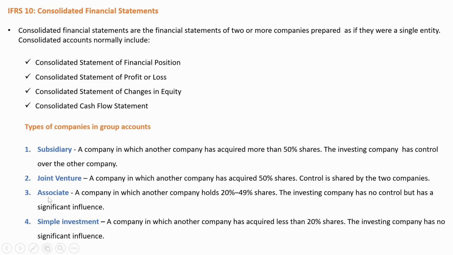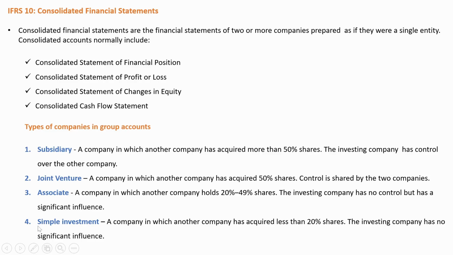The third one is called an associate company. This is a company in which another company holds 20% to 49% shares. The investing company has no control, but has significant influence. When it comes to voting, in this case, we are assuming that the percentage of shares you have is the same as the voting rights you have in the other company. So although you are not the majority shareholder, you have significant influence. You cannot dictate decisions in an associate, but you can influence the decisions.